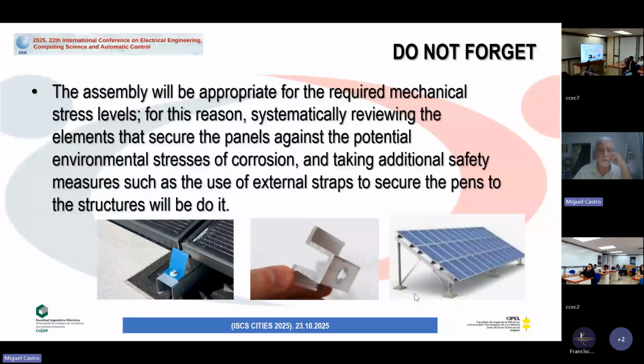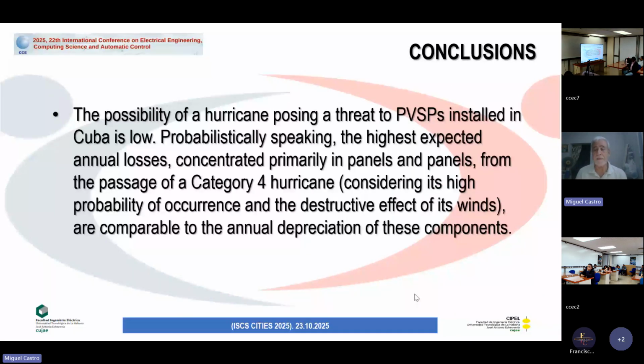In conclusion, the possibility of a hurricane posing a threat to PVS systems installed in Cuba is low. Probabilistically speaking, the high expected annual loss is concentrated primarily in panels, and the passage of a Category 4 hurricane, considering its high probability of occurrence and the destructive effect of its winds, is compared to the annual depreciation of the components. This does not exclude the possibility that the PVS will be affected by more intense hurricanes, causing component losses beyond the probabilistic analysis obtained in the various studies.